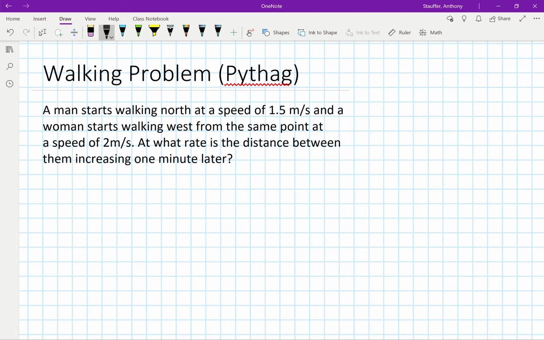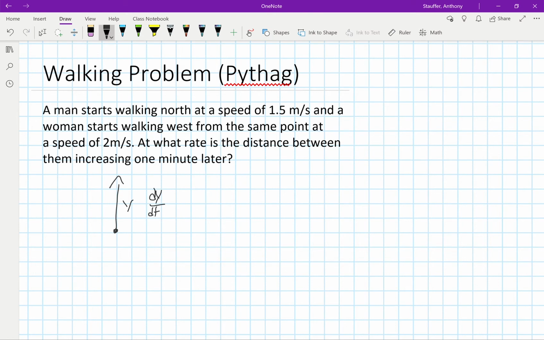So, when we're looking at this, first thing that we're going to do is we're going to draw that diagram. I have my initial point, and a man starts walking north, which is upwards, at a speed of 1.5 meters per second. So if we're talking about the speed, if I label this distance y, we're going to say that this is dy over dt, or rather it's the rate of change of y with respect to time.